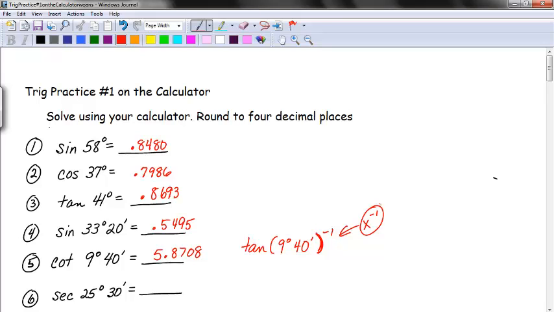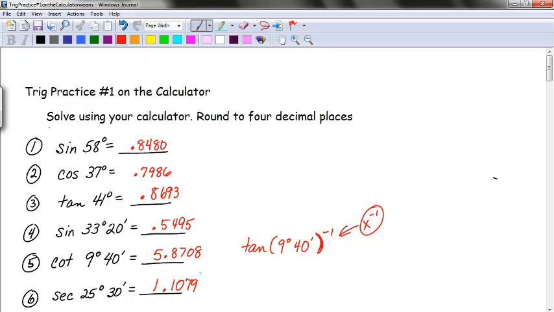Secant's a reciprocal with what? Cosine. So you want to do cosine of 25. Pick up second function angle. Pick up the degree symbol. And 30. Second function angle, pick up the minutes, and it's a reciprocal, so you want to close the parentheses and then the reciprocal key, x to the -1 key. Okay, so you've got 1.1079. You agree with that?